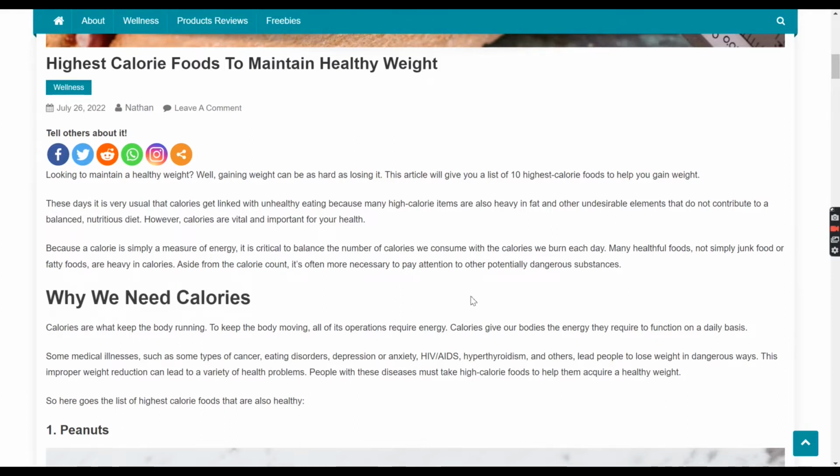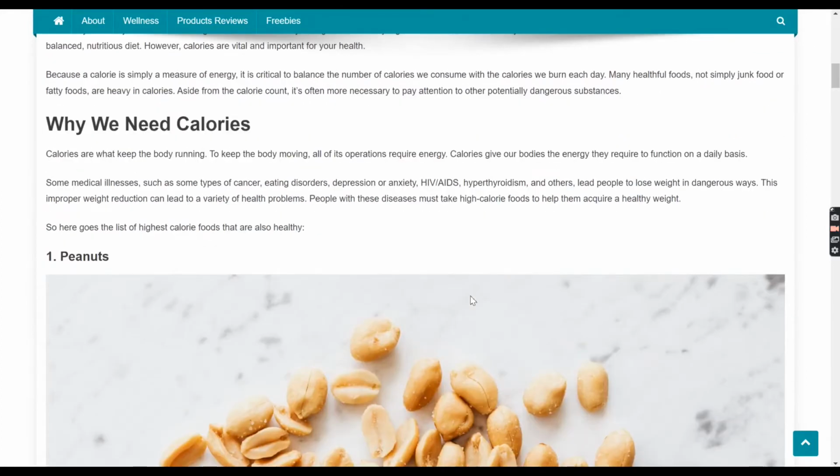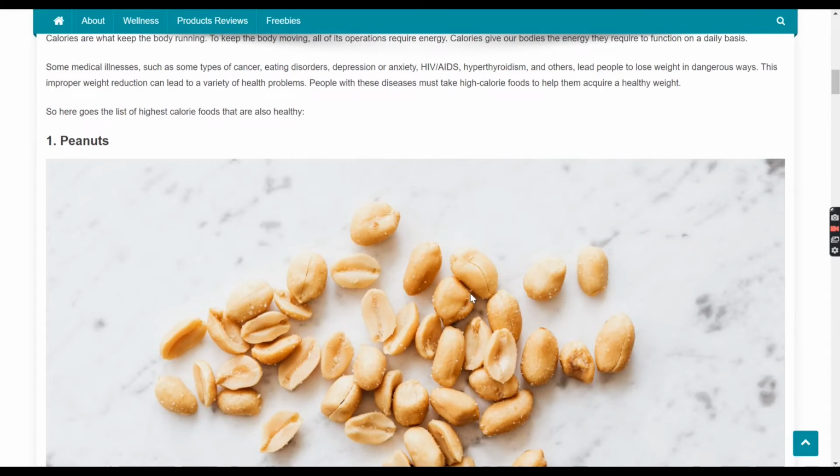Some medical illnesses, such as some types of cancer, eating disorders, depression or anxiety, HIV, hyperthyroidism, and others lead people to lose weight in dangerous ways. This improper weight reduction can lead to a variety of health problems. People with these diseases must take high-calorie foods to help them acquire a healthy weight. So here goes the list of highest-calorie foods that are also healthy.